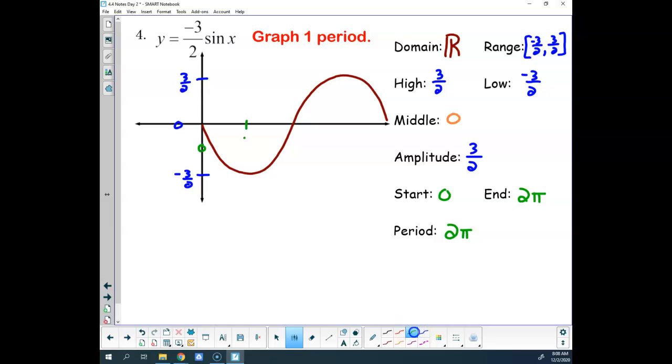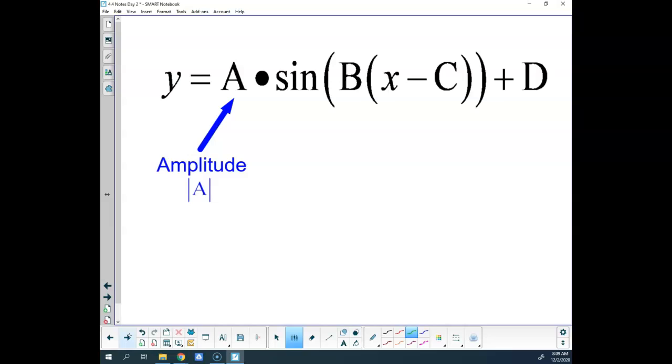0, pi/2, pi, 3pi/2, and 2pi. Agree? Love it. Okay. So that was amplitude A.